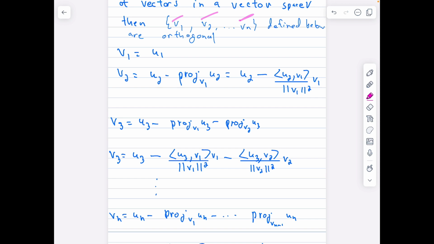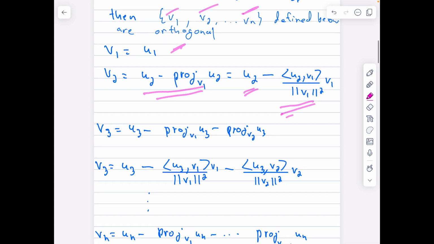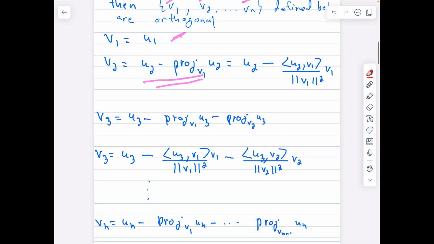So v1 is always just the first vector in the set, so just u1. Now for v2, this is where the arithmetic starts to get in here. It's going to be u2 minus the projection of u2 onto v1. And the formula for the projection of u2 onto v1 is given by the inner product of u2 and v1 over the magnitude of v1 squared, times the vector v1. So we're going to have that as our second vector, and this process goes on.